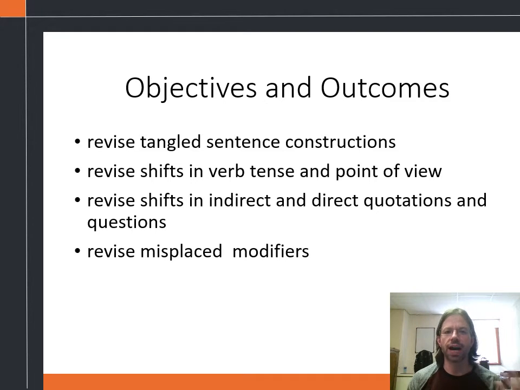We'll be revising some tangled sentences, particularly tangled in terms of verb tense and points of view. And we're going to look at indirect and direct quotations and how to revise misplaced modifiers.